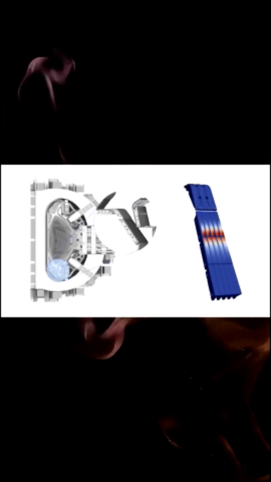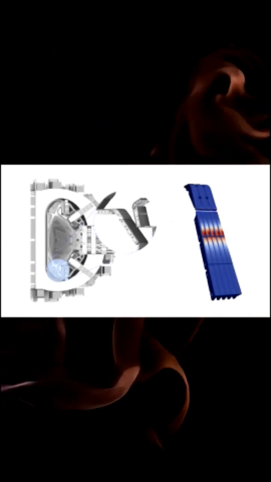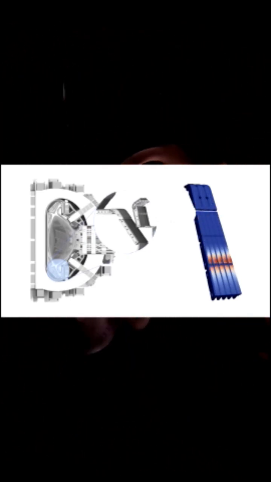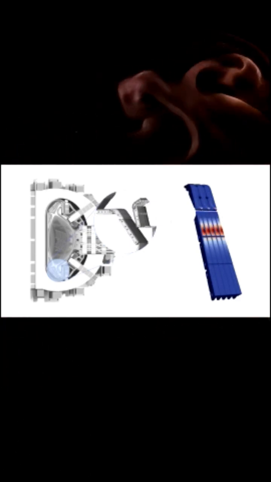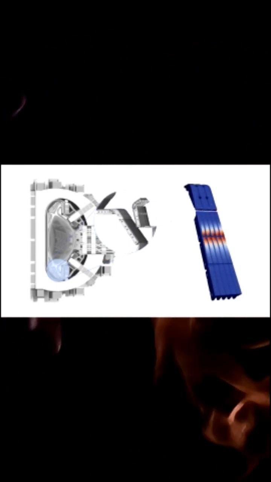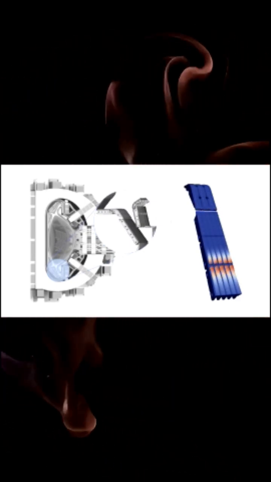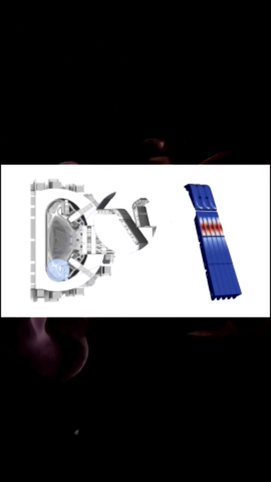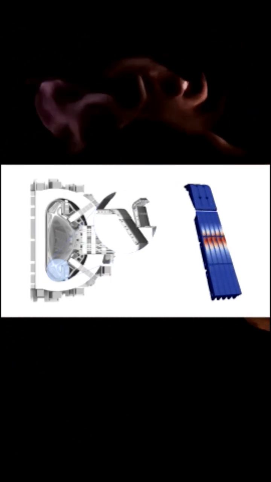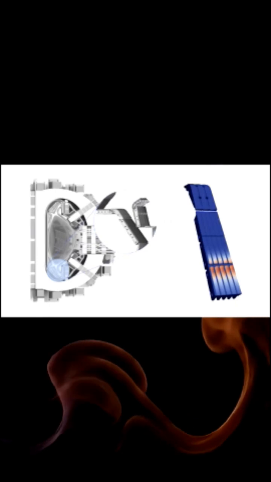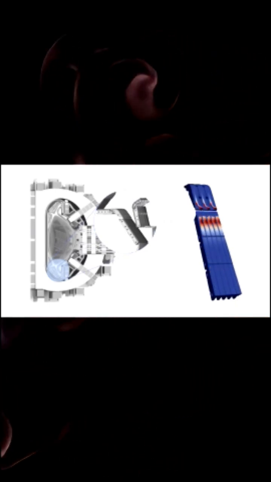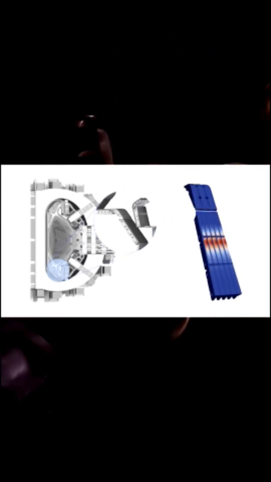The AI is being trained to prevent overheating by distributing heat evenly, protect reactor walls from damage, maximize energy efficiency, and control plasma in real time. This breaks a decades-long bottleneck. Instead of building physical prototypes and testing them one at a time over years, you can explore millions of design variations virtually in weeks or months.